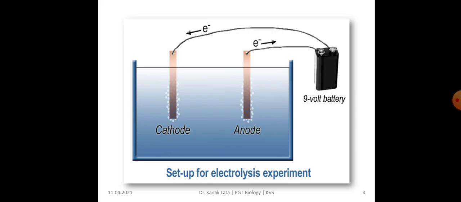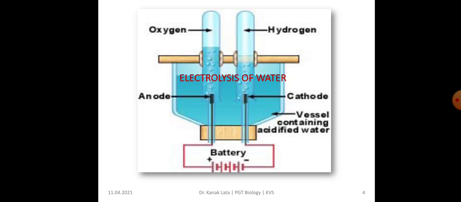Here you can see the setup of an electrolysis experiment. Cathode is the negative electrode and anode is the positive electrode. Here you can see electrolysis of water. Anode is positive, so oxygen, being negatively charged, is collected at the positive end, and hydrogen is collected at the cathode because the cathode is negative and hydrogen is positive.